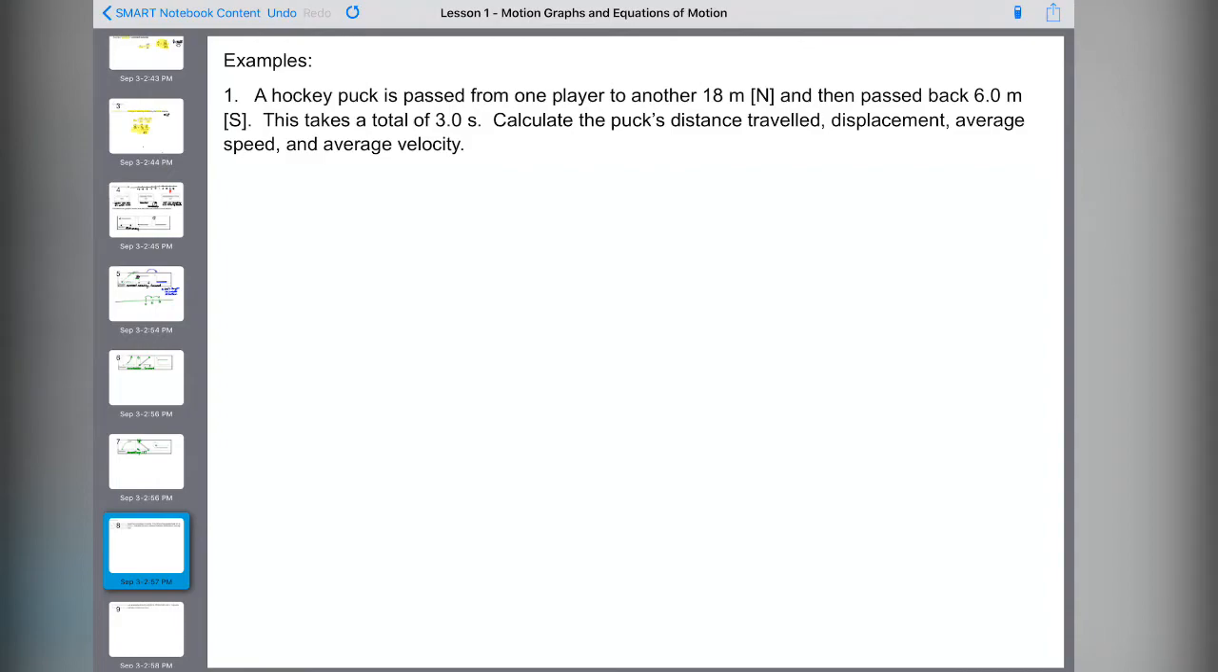So now let's talk about using some of the equations and just a standard format, just to get used to the format that we have worked on. I usually like to highlight my question. I read it through, I highlight the main point, and then I write out my given. So a hockey puck is passed from one player to another, 18 meters north, and then passed back 6.0 meters to the south. It takes a total of 3 seconds. Calculate the puck's distance traveled, displacement, average speed, and average velocity.